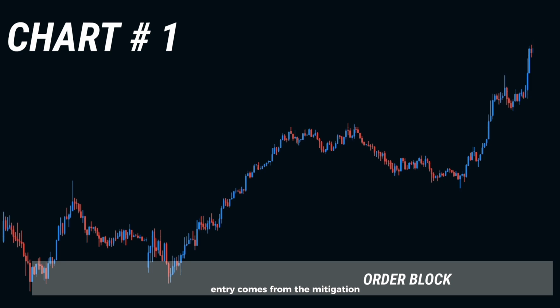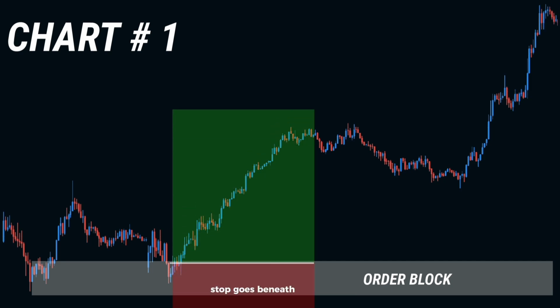Entry comes from the mitigation of the block. Stop goes beneath the protected low. Target is the next pool of liquidity above. This is a high probability setup because the zone created the displacement and the market respected it again on return.